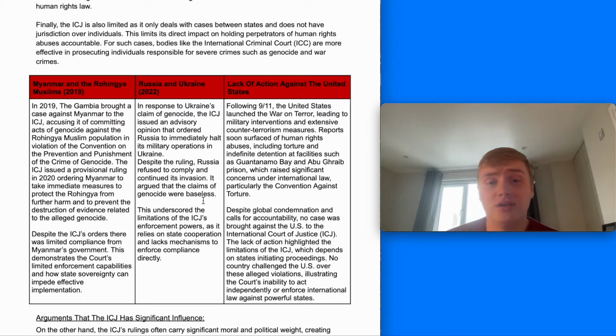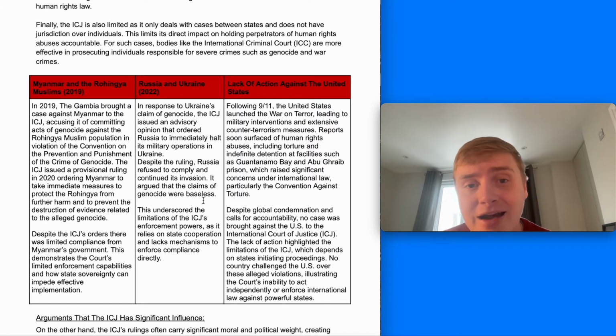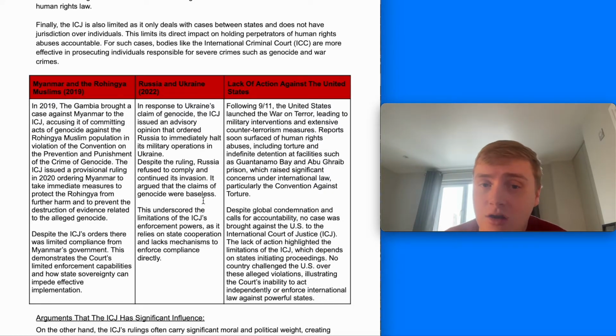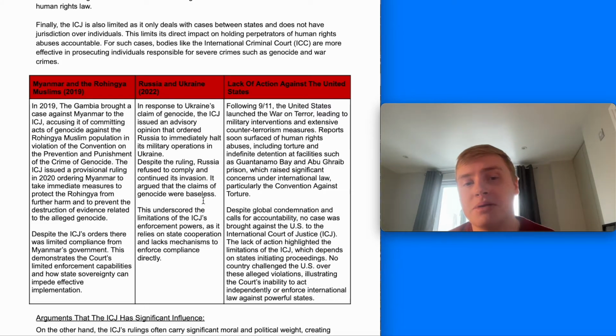A final really important example I think we can use is the lack of action against the United States. So following 9/11, the United States launched the war on terror, leading to military interventions in Iraq and Afghanistan in particular. And there were a number of really high-profile reports of human rights abuses, including torture and indefinite detention, such as in Guantanamo Bay and Abu Ghraib prison.